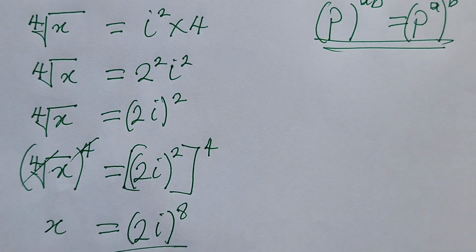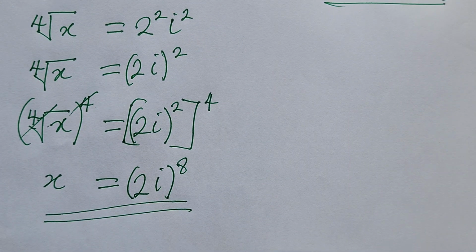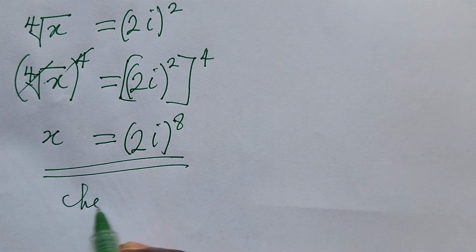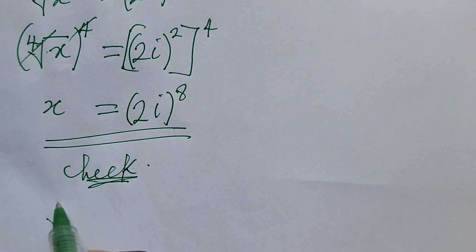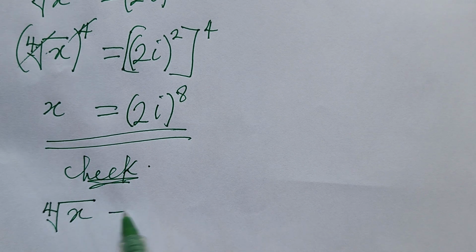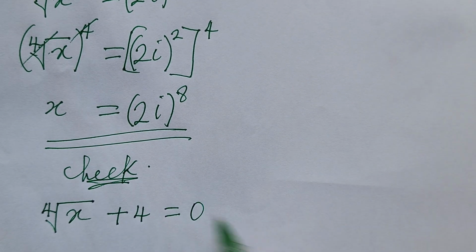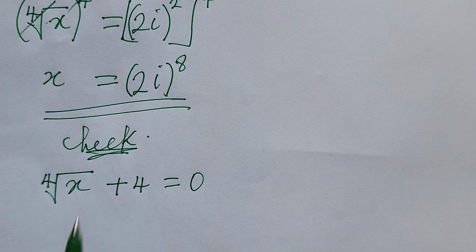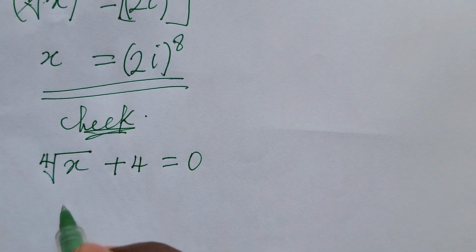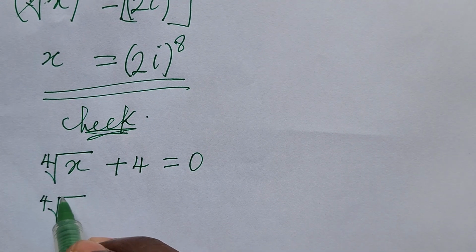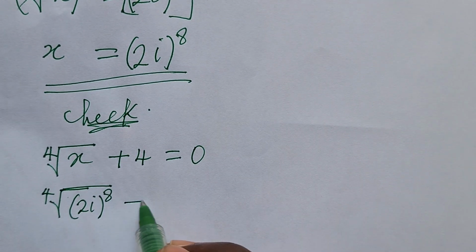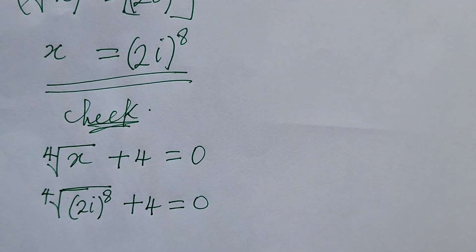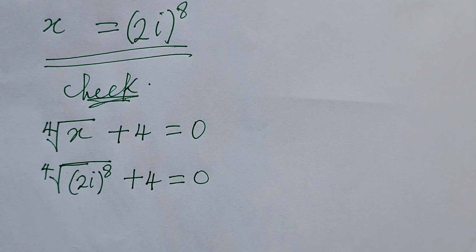Again, we can do a simple check to see if this will actually satisfy the original equation. So let's take a check. We bring down the original equation, which is the fourth root of x plus 4 equal to 0. If we put our value inside here, what would that give us? This gives us the fourth root of (2i) all to the power of 8, plus 4, equal to 0.